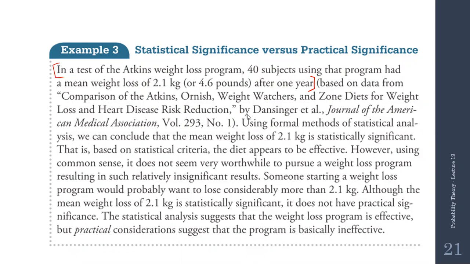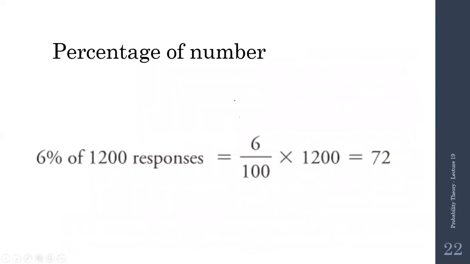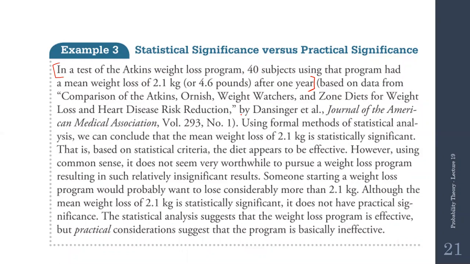Using formal methods, ya'ni biz bu yerda statistika usullaridan foydalanib, statistik tahlil qilib xulosa qiladigan bo'lsak, o'rtacha 2,1 kilogram vazn yo'qotish bu juda statistik ahamiyatga ega. That is based on statistical criteria. The diet appears to be effective. Ya'ni mana shu Atkins'da vazn yo'qotish programmasi juda ham samarali deyiladi.